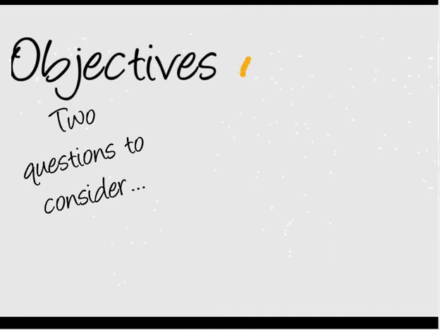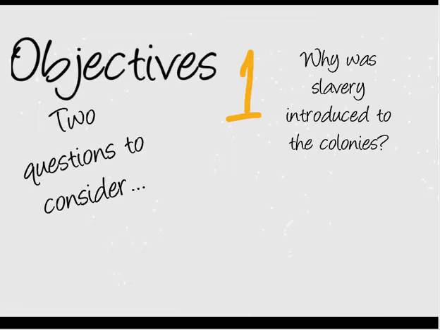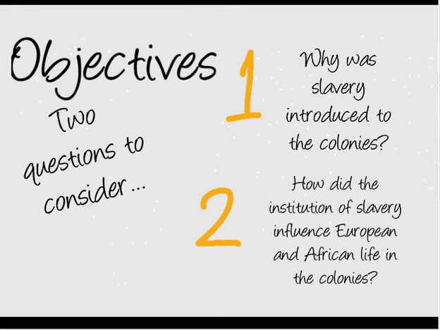This unit has two objectives. Well, two things to really consider. Two questions. The first one is, why was slavery introduced to the colonies? This is actually a good question, considering slave labor really was not used in Europe, especially not in England. So what was it about English people in the New World that made them say, we should start using slaves? Second question is, how did the institution of slavery influence European and African life in the colonies?